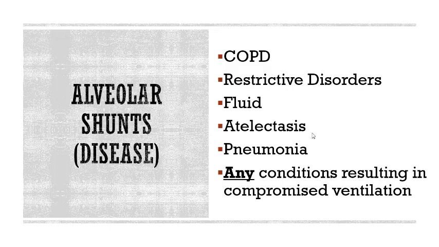So you have your anatomic shunt, normally naturally occurring. We talked about the two things that make that up. This is your alveolar shunt, and this is going to be more your disease process that shouldn't be naturally occurring.